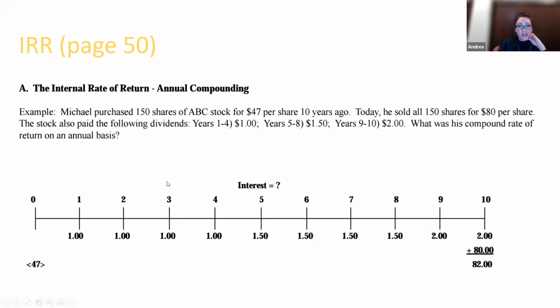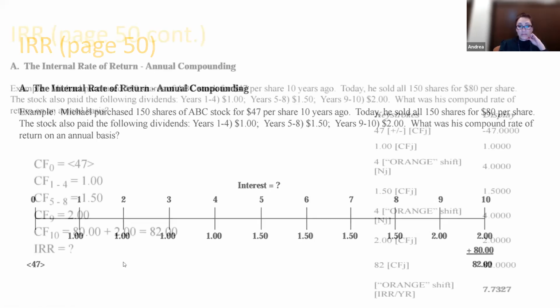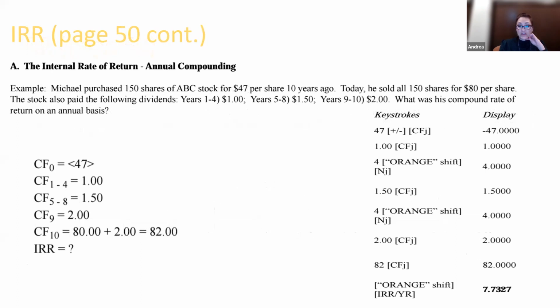So Michael purchased 150 shares of ABC stock for $47. So that would be the 0 period on the timeline. And then today he sold all the shares. It shows all the dividends that the stock has paid over the years, and they want to know what his rate of return was. So this is what it would look like on a timeline, and this is what your keystrokes would look like.